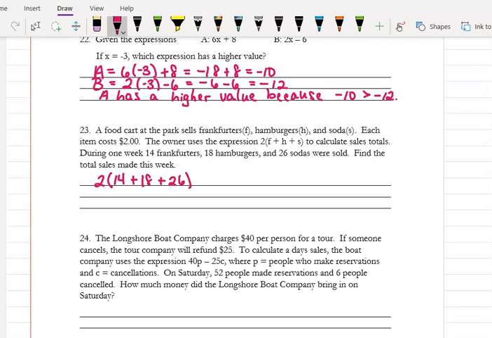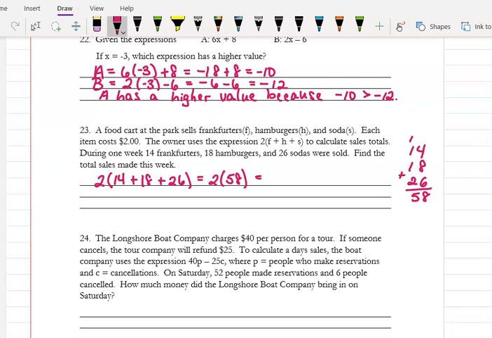Okay, so that's our expression. Now we need to do the parentheses first, so we need to add first. So I'm going to write this on the side here, 14, 18, and 26, and do some adding here. So 4 plus 6 is 10, plus 8 is 18, carry the 1, 2, 3, 4, 5. Okay, so that's the sum of the numbers in the parentheses, 2 times 58.